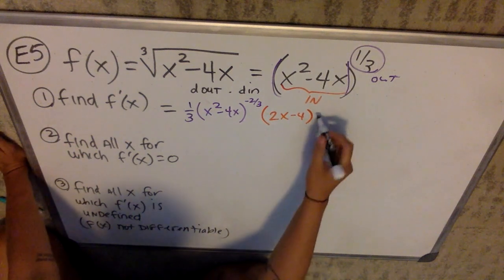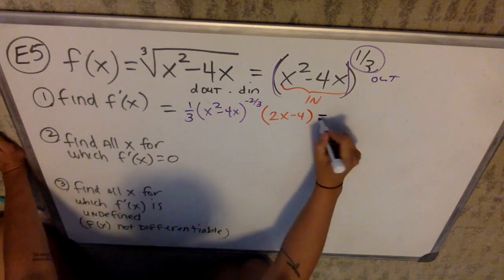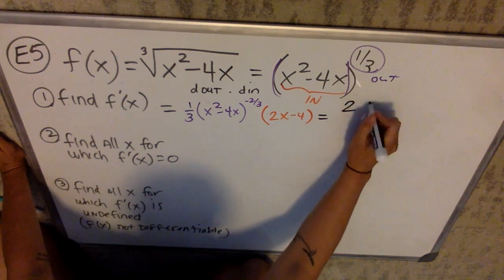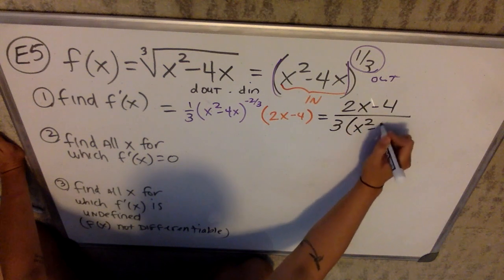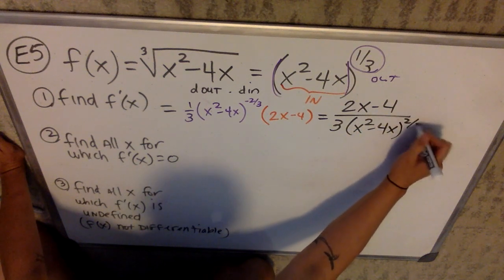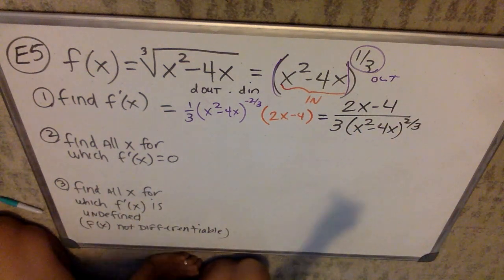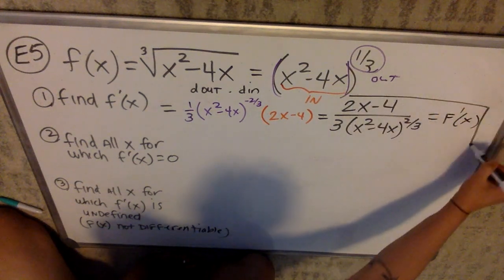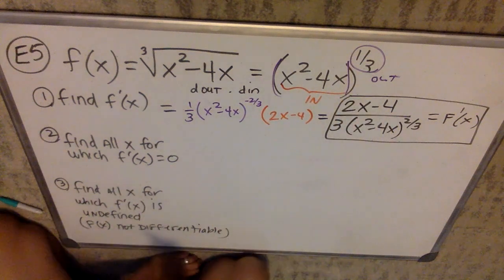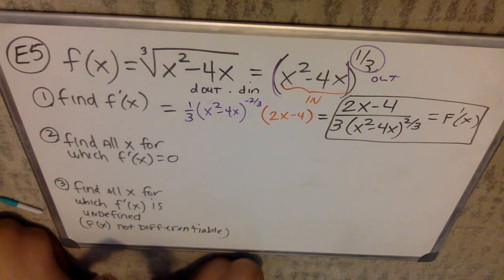So I'm going to suggest that you want to go ahead and put this guy on the bottom where he belongs, and you're going to get a 2x minus 4 on the top, and a 3 times this x squared minus 4x to the 2/3 on the bottom, okay? So I'm going to suggest that this is the more useful version of f prime of x. You could also rewrite it with the cube root, but I'm going to argue that it's easier to leave it like this. Okay, next step.